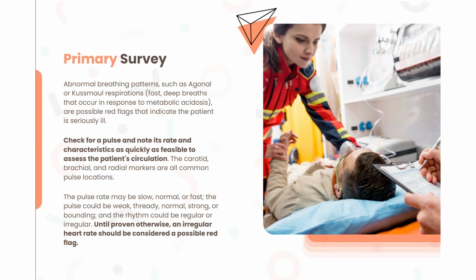Check for a pulse and note its rate and characteristics as quickly as feasible to assess the patient's circulation. The carotid, brachial, and radial markers are all common pulse locations. The pulse rate may be slow, normal, or fast. The pulse could be weak, thready, normal, strong, or bounding, and the rhythm could be regular or irregular. Until proven otherwise, an irregular heart rate should be considered a possible red flag.